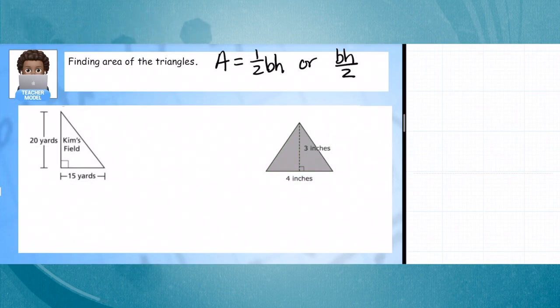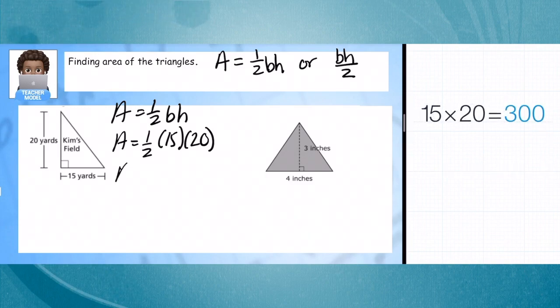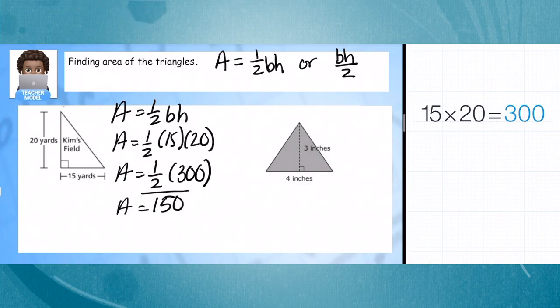All right, so I'm going to use a formula. Area equals 1/2 base height. Let's substitute. Area equals 1/2 times 15 times 20. So here's 15 times 20, and that gives us 300. Area is 1/2 of 300. And half of 300 is 150.